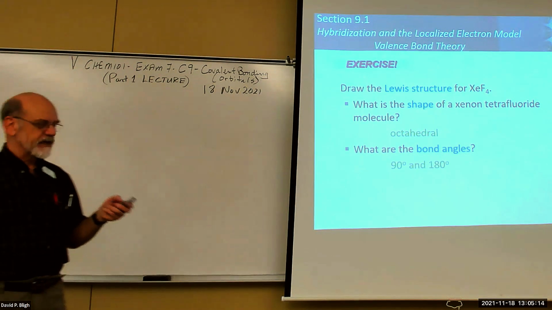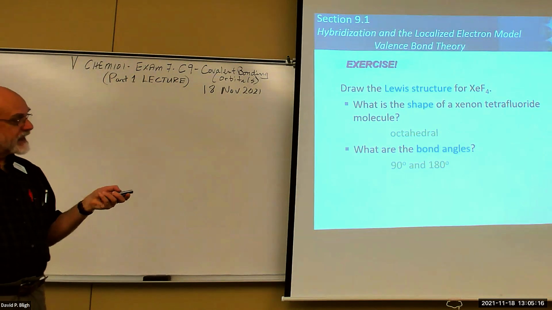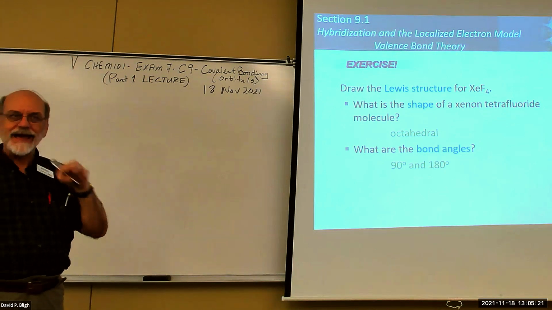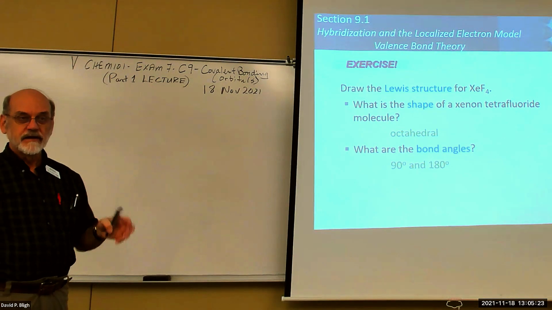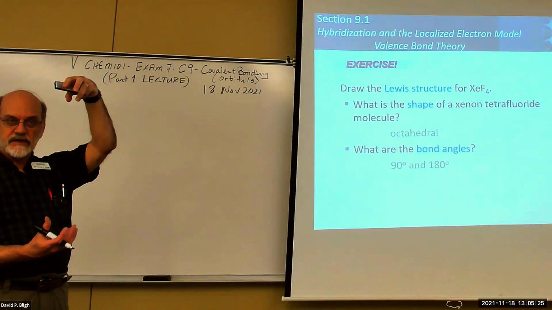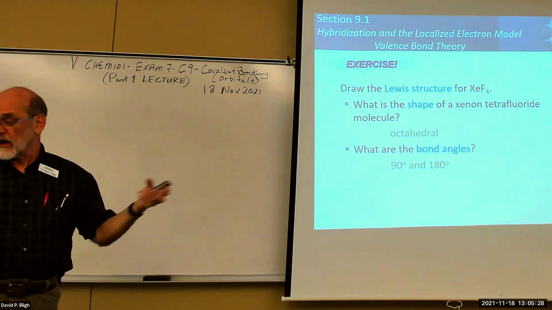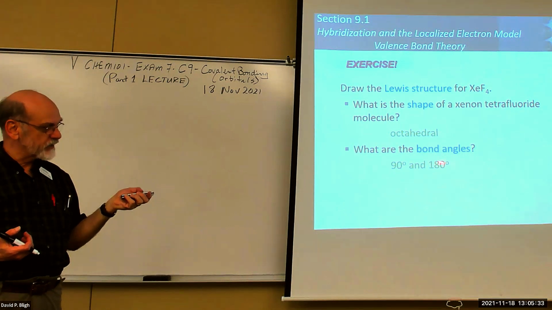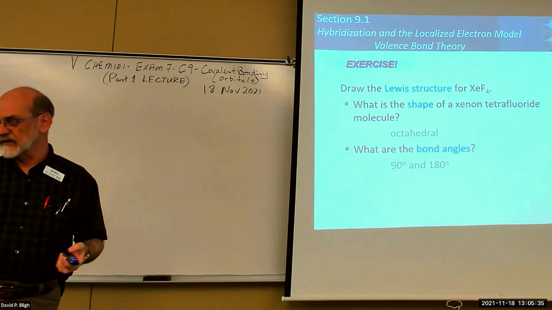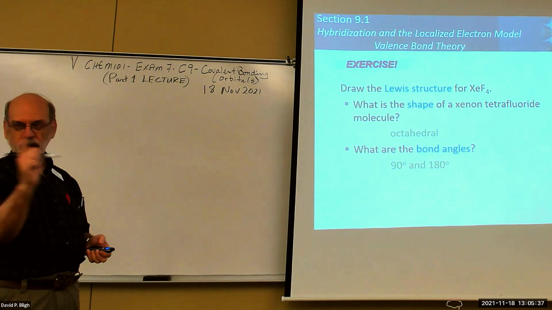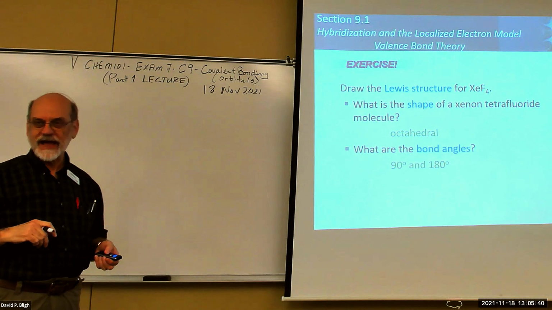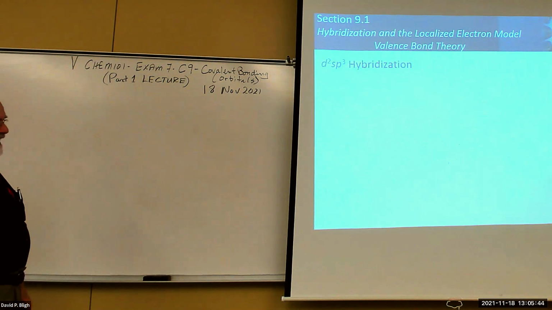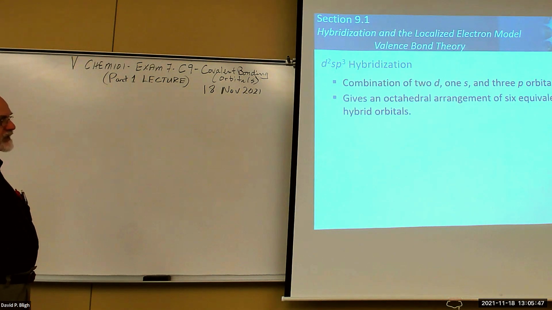This says 90 and 180 degrees. That's true if you have enough atoms bonded to the xenon to put a couple at the apices. But in this case, all we have there is lone pairs of electrons. So really, we don't have 180 degrees here. We only have 90 because all the fluorines are on that square at 90-degree angles. d2sp3 hybridization takes care of that.